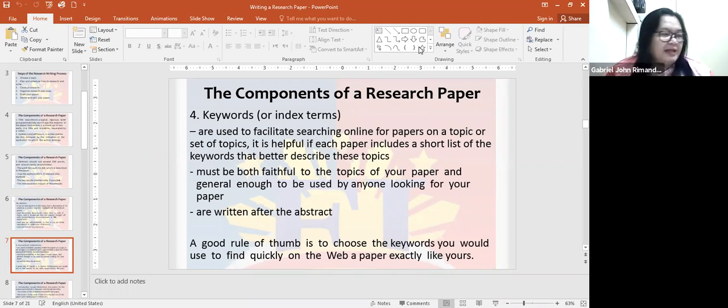So here, the last sentence says, a good rule of thumb is to choose a keyword you would use to find quickly on the web a paper exactly like yours. So if you want to limit the topic, if you want to be very exact with what you would like to find out, stick with the keywords. Although sentences would also be allowed, right? As long as it bears the same keyword. Okay?